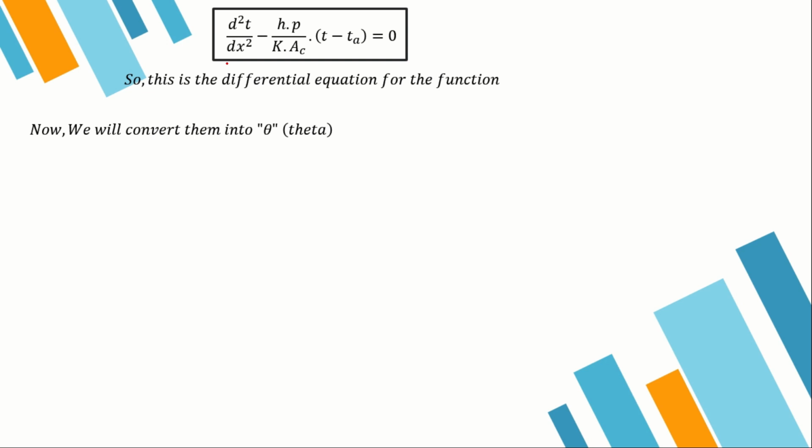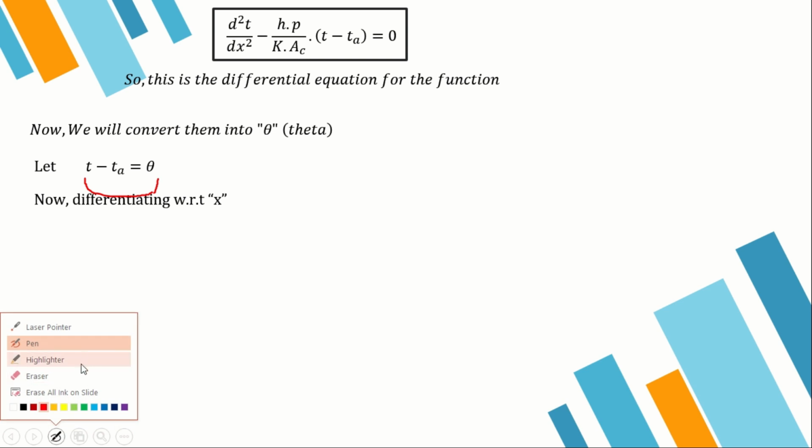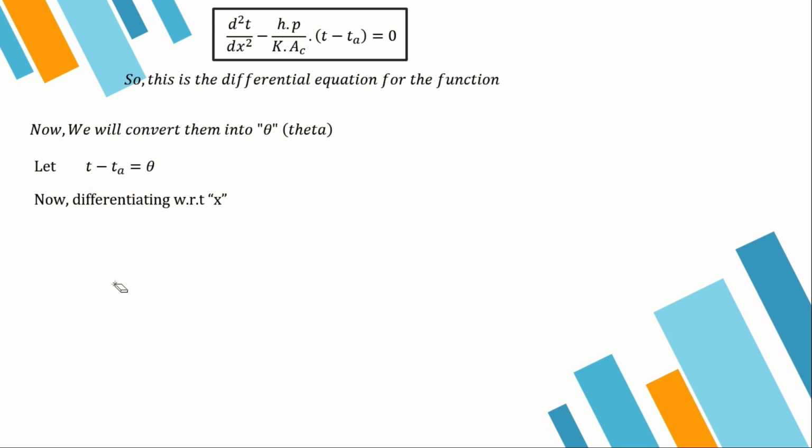So now we will convert this general form of the equation into the form of theta. Let us assume that the difference in temperature, that is T minus Ta, is equal to theta. We will assume this. Then we will differentiate it first. We will differentiate T minus Ta equals theta with respect to x.